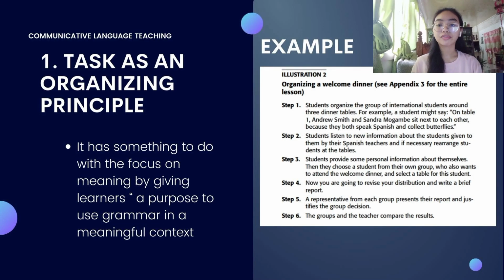It has something to do with a focus on meaning by giving learners a purpose to use grammar in a meaningful context. So from this, communicative grammar must be taught by using different tasks. For example, giving the learners a task to organize a welcome dinner. With this, the learners will be able to discover and learn the language on their own as they arrange a group of international students at a dinner table based on the students' hobbies, age, and languages they speak.